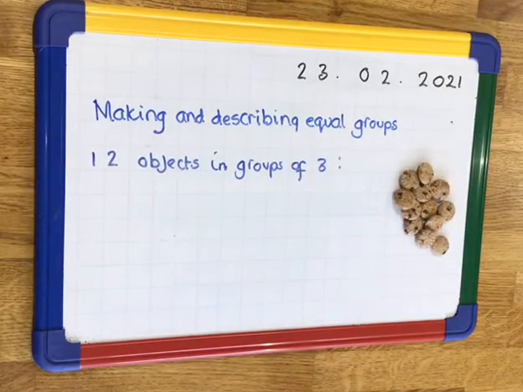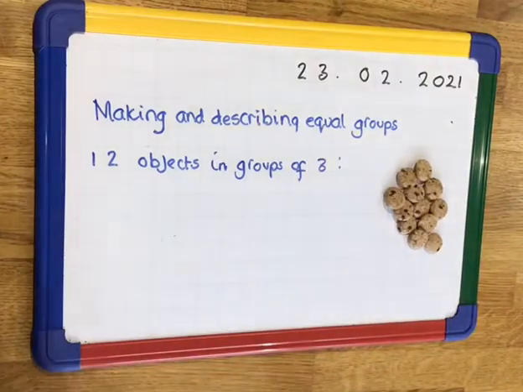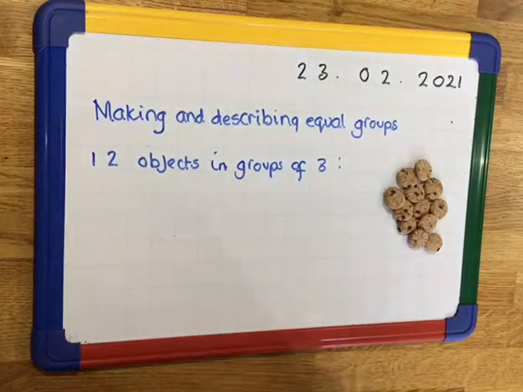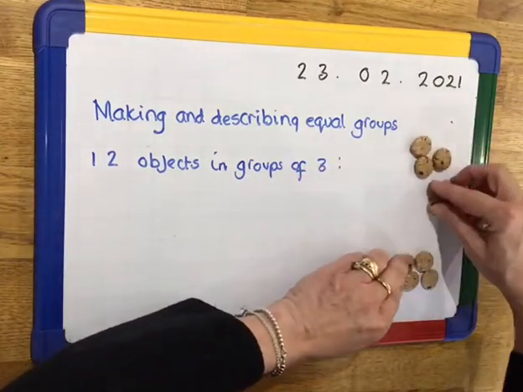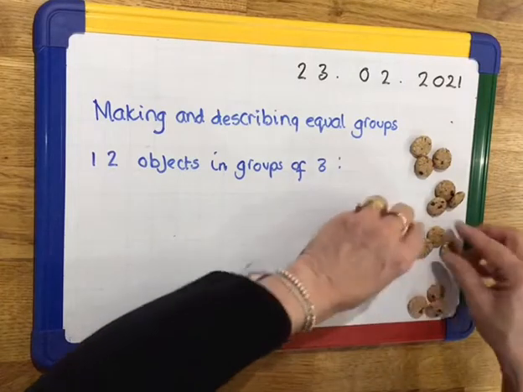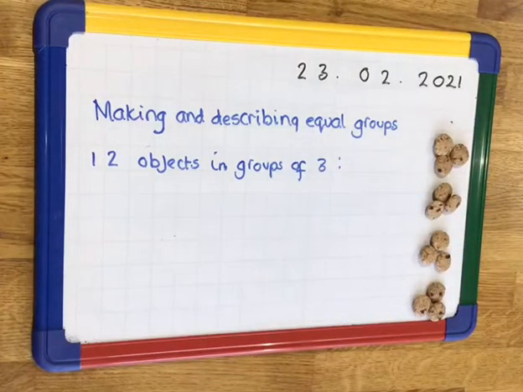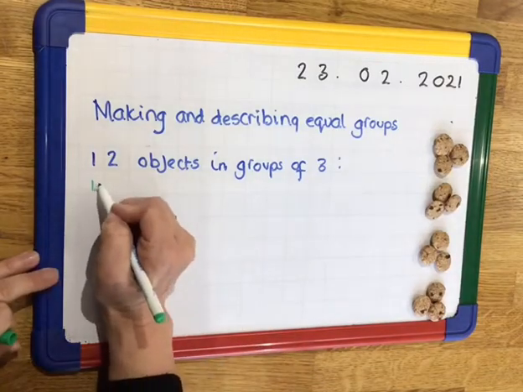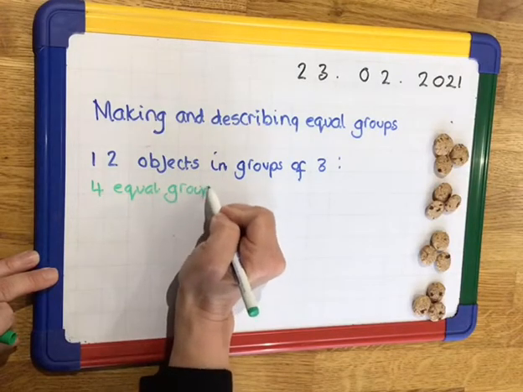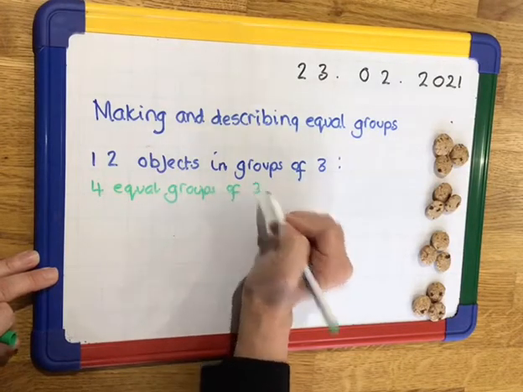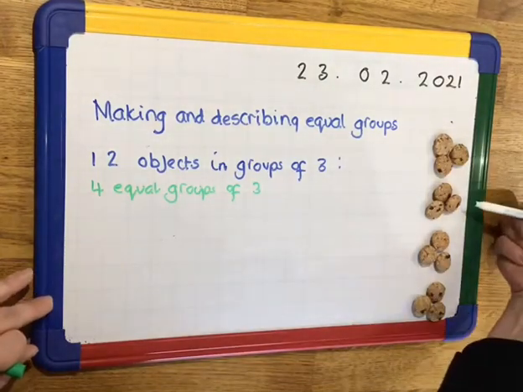So let's take this a little further. I've got 12 objects, in my case pieces of cereal, and I'm going to put them into groups of 3. Let's see how many equal groups I can make. There's 1 group of 3, another group of 3, another group of 3, and another group of 3. So I have got 4 groups of 3. I can make 4 equal groups of 3. I could write it as a repeated addition: 3 add 3 add 3 add 3.